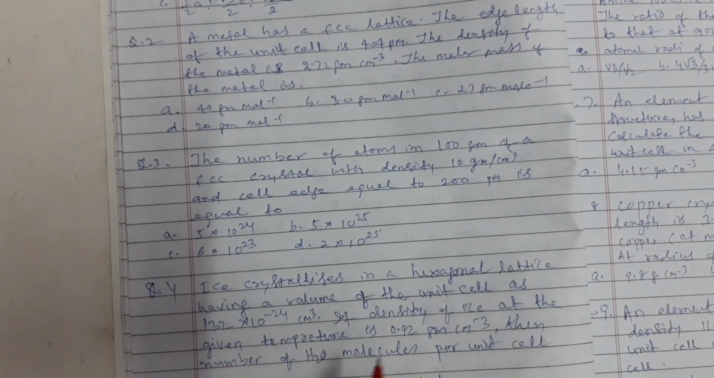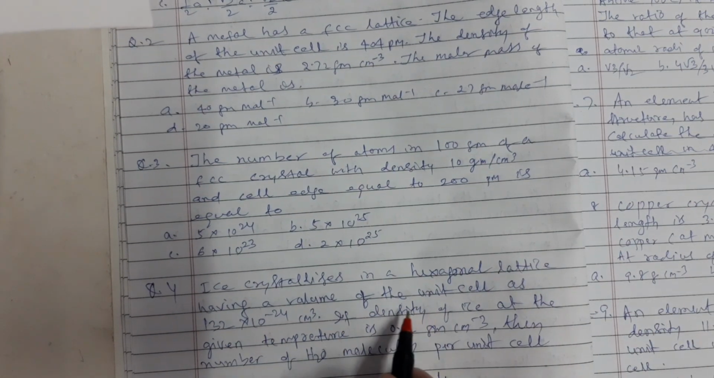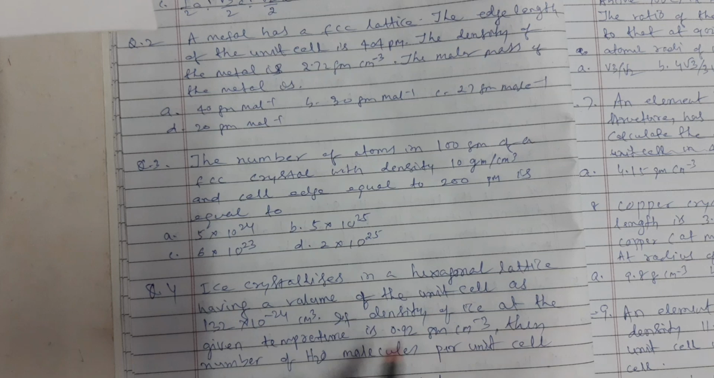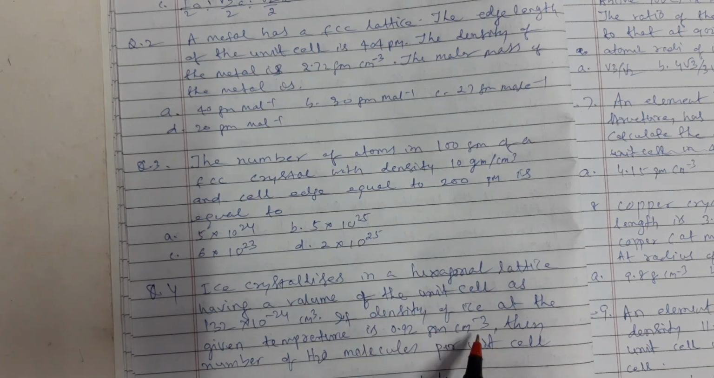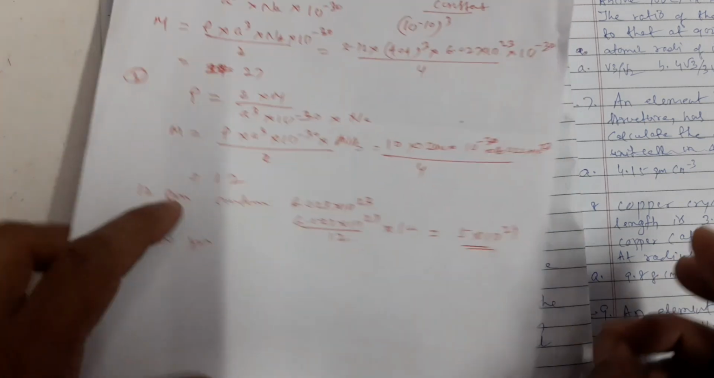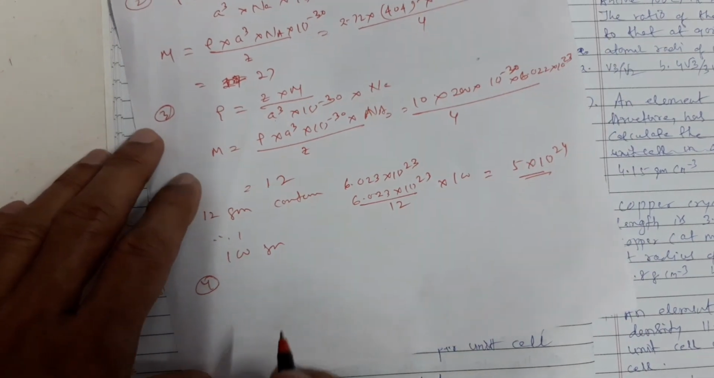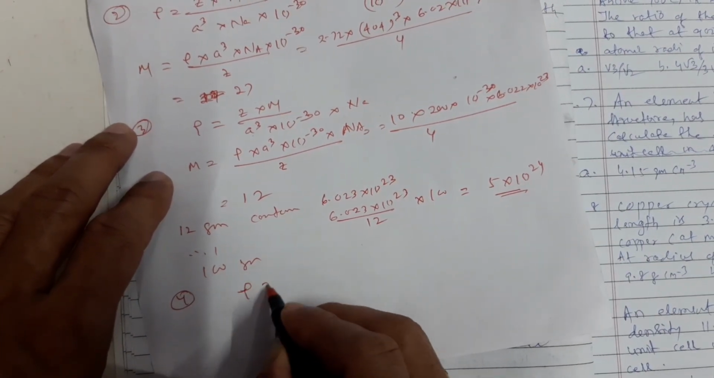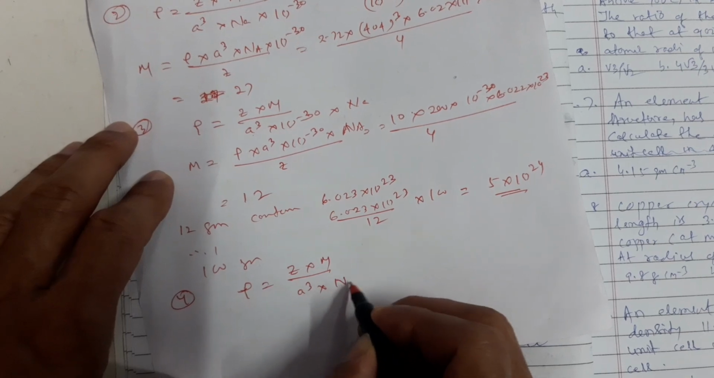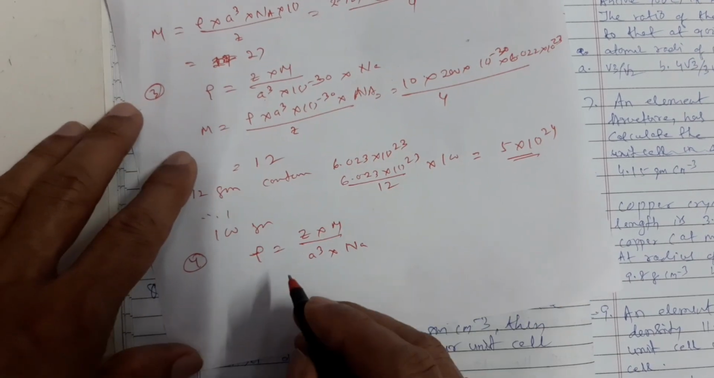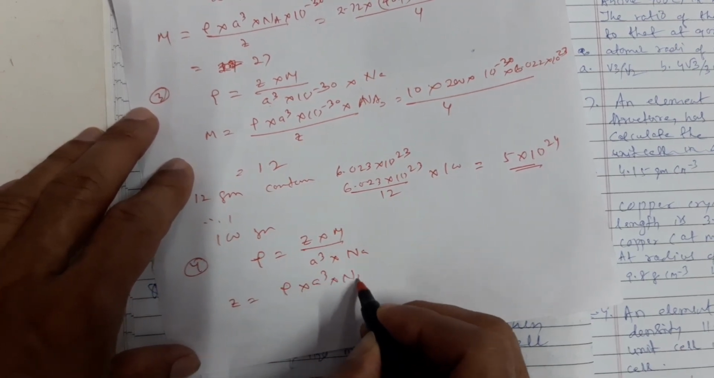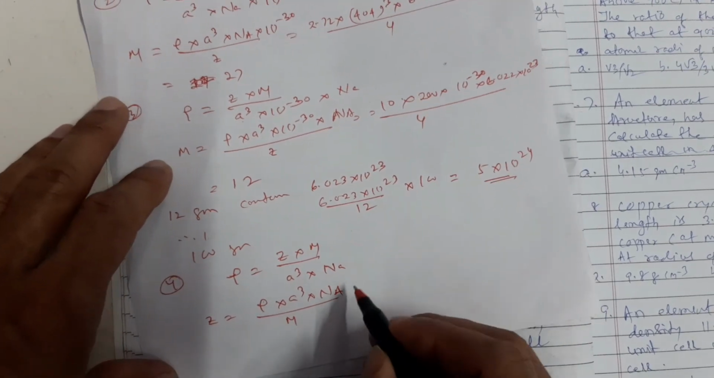Next, ice crystallizes in a hexagonal lattice having a volume of the unit cell as 132 multiplied by 10 to the minus 24 cm cube. If the density of the ice at the given temperature is 0.92 gram per cm cube, then the number of water molecules present per unit cell is what? So question number 4. You always put the formula. The formula is rho equals Z multiplied by M divided by a cube multiplied by Avogadro's number. So Z is equal to rho multiplied by a cube multiplied by Na divided by M.